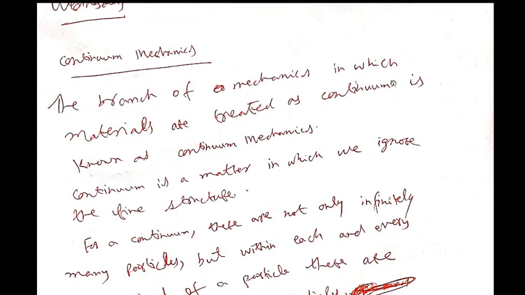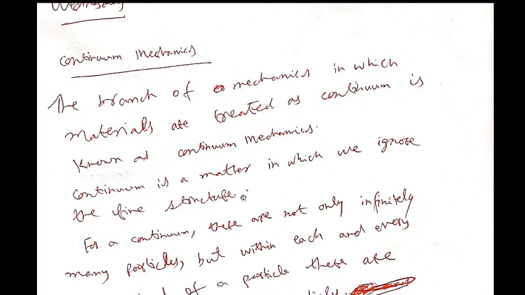Continuum mechanics is basically the branch of mechanics in which materials are treated as continuous. Materials treated as continuous is known as continuum mechanics. Continuum is a matter in which we ignore the fine structure. What is a fine structure? Fine structure is the structure of any object at the microscopic level. So we ignore that microscopic level structure.